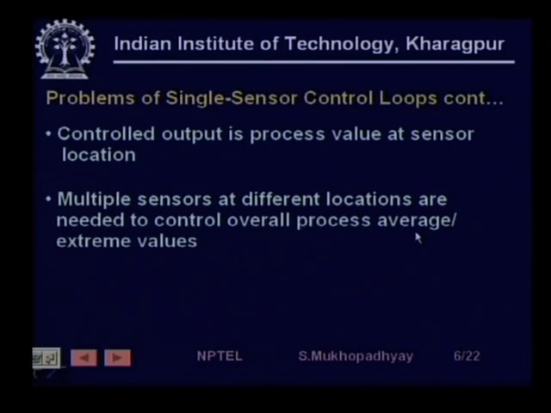So, you have to put 3-4 sensors at 3-4 different locations, or sometimes we want to control extreme values, because sometimes the output at various places may not be the same, and if it goes too high it may cause damage, or if it goes too low it may cause damage. So, sometimes we may like to choose average values, sometimes we may like to choose extremal values, that is maximal or minimal values, and for these purposes we need to put multiple sensors.